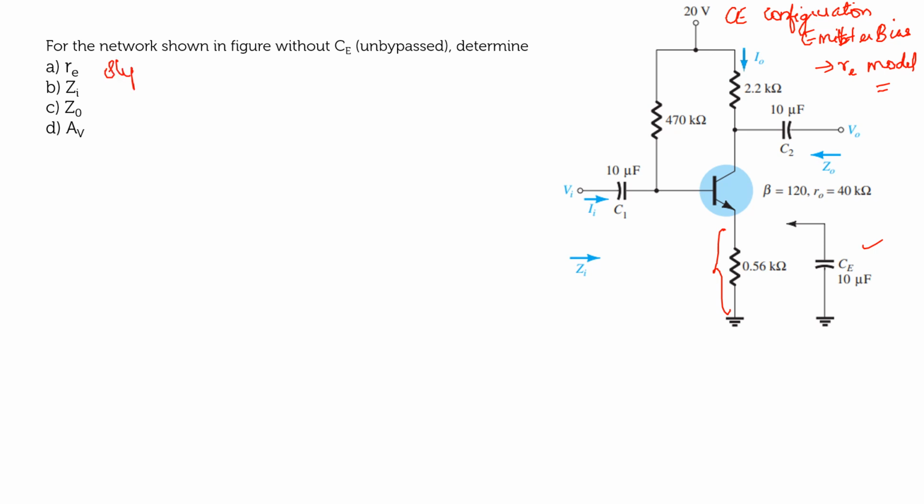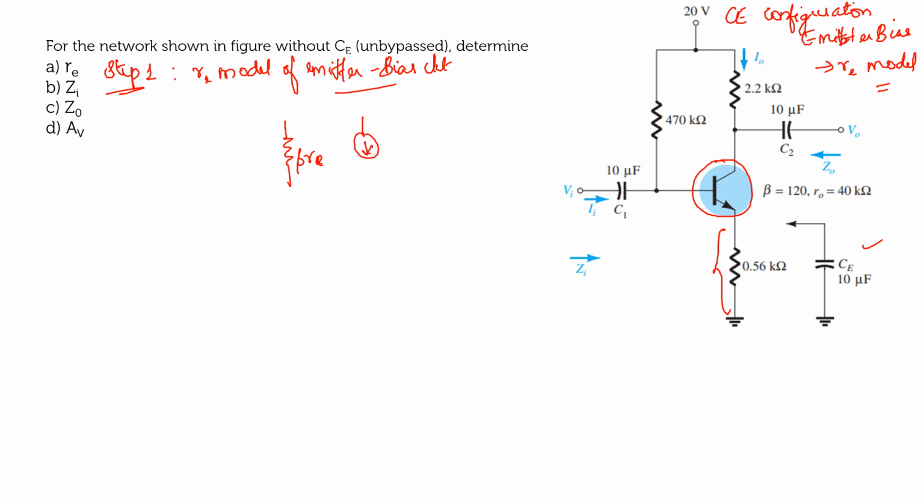So step 1, we can draw the RE model of emitter bias circuit. So how will you draw the RE model of emitter bias circuit? Okay, so first you are going to replace the transistor by means of its equivalent RE model. So you know that the input side will have a resistance of beta Re, and the output side will be a parallel combination of a current source with an output impedance R0, right? So what will be this point? It's emitter, input is your base and output is your collector.